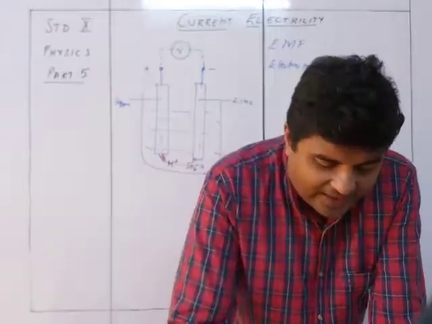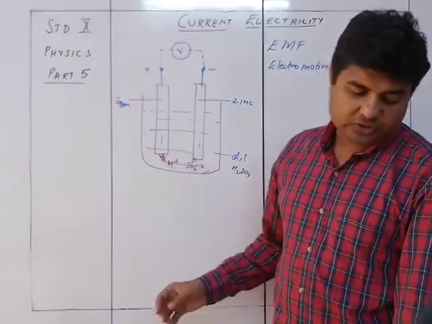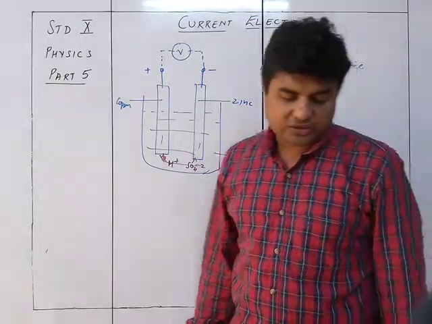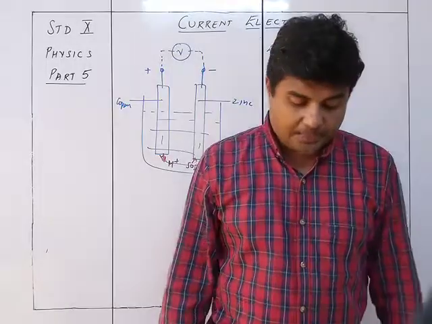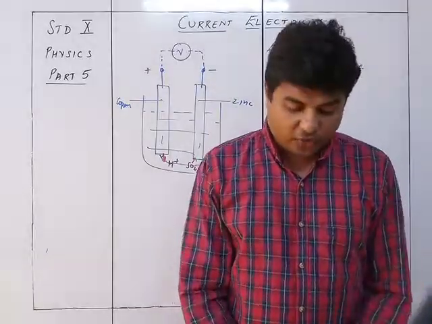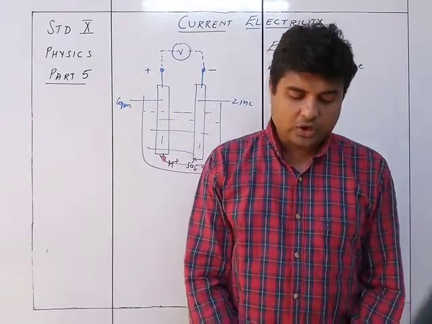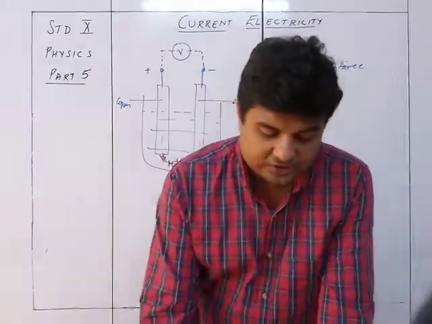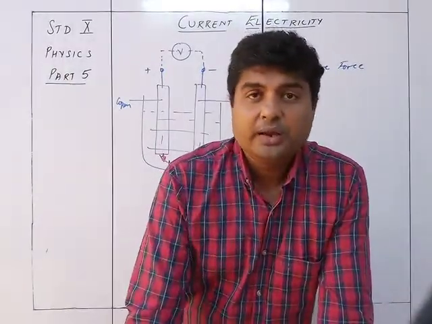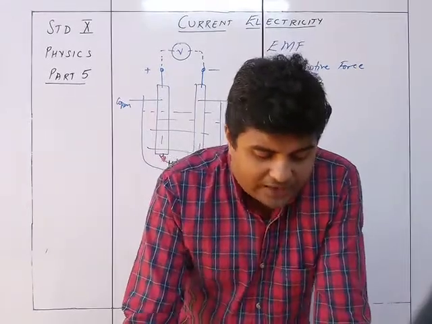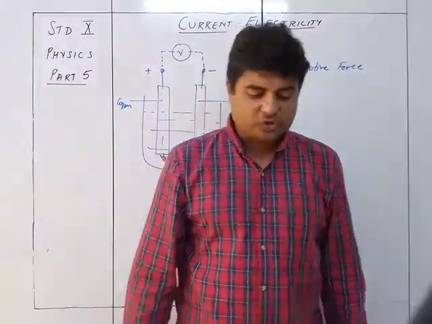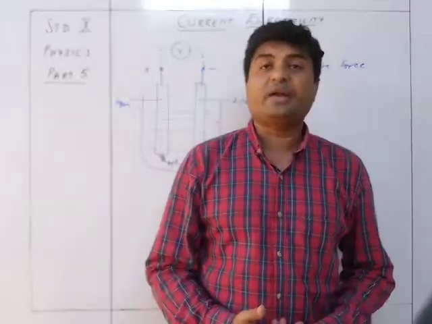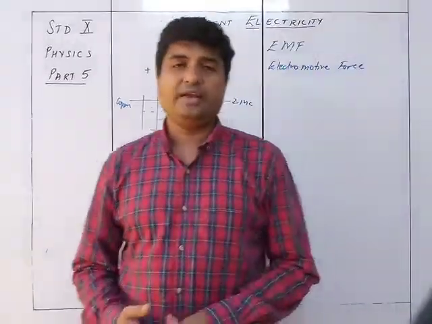As a result, the zinc electrode acquires a negative potential, so it is called the cathode, and the copper electrode acquires a positive potential, so it is called the anode. That is, a potential difference called the electromotive force is created between the two electrodes or terminals of the cell when no current is drawn. This is the definition of the electromotive force: when no current is drawn from a cell, that is, when the cell is open circuit, the potential difference between the terminals of the cell is called the electromotive force or EMF.